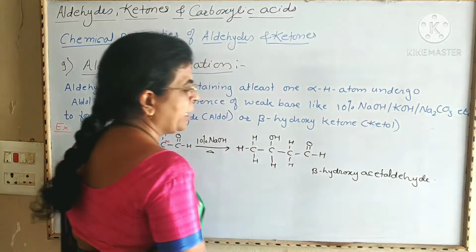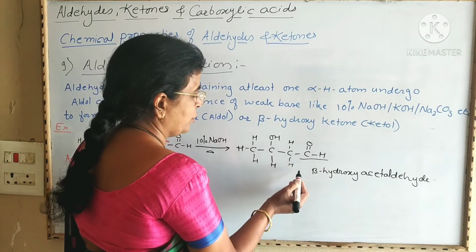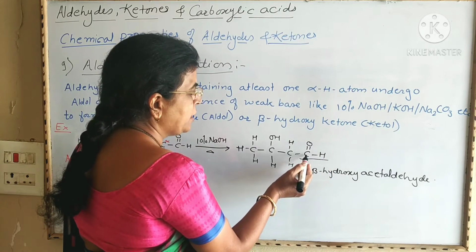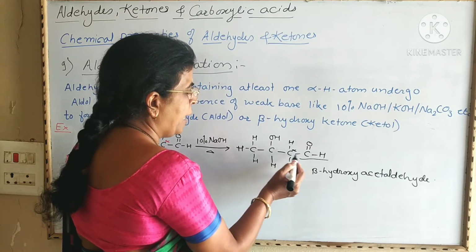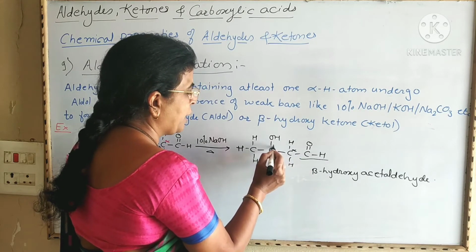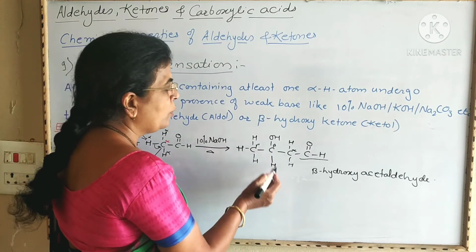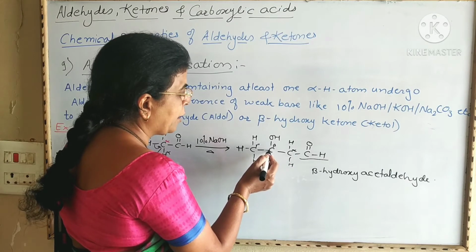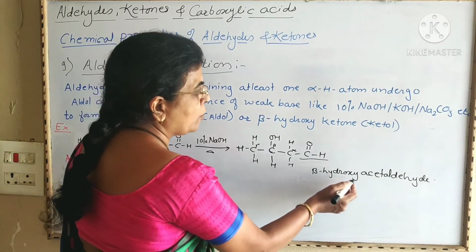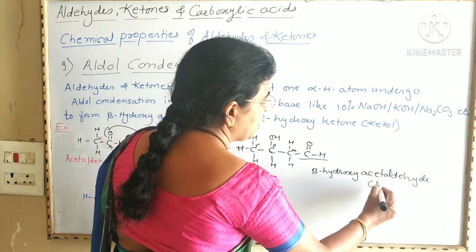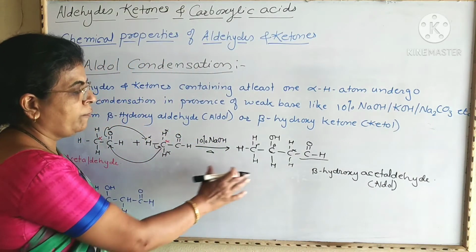Why is this compound called beta hydroxyacetaldehyde? Now look here, this is the aldehyde group, and this carbonyl group is attached to this carbon atom, which is the alpha carbon atom, and this alpha carbon atom is attached to the beta carbon atom. Next is gamma, delta, etc. Now here at the beta carbon atom there is presence of a hydroxy group. Therefore it is called beta hydroxyacetaldehyde, or it is also named as aldol. This is the aldol formation.